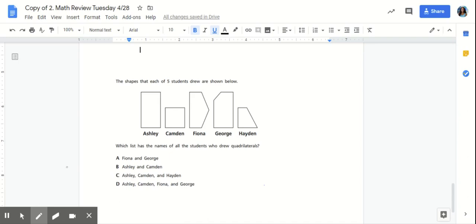Lastly, the shapes that each of 5 students drew are shown below. Which list has the names of all the students who drew quadrilaterals? What is the definition of quadrilaterals? That's right. A four-sided figure that has 4 straight sides.